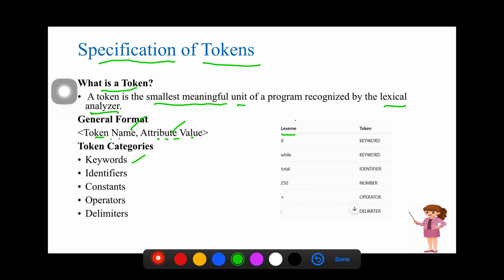We can see the table on the right hand side, lexemes and tokens. If is a keyword, while is a keyword, total is an identifier, 250 is a number, plus is an operator, and semicolon is a delimiter. On the left hand side we can see the categories of the token: keyword, identifier, constants, operator, and delimiter. I hope you guys understood. We'll move on to the next slide.